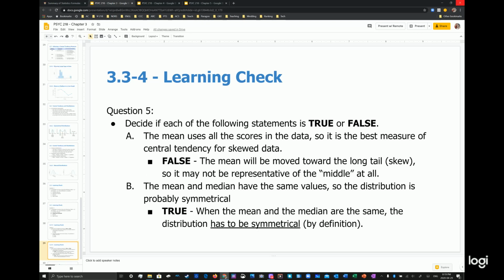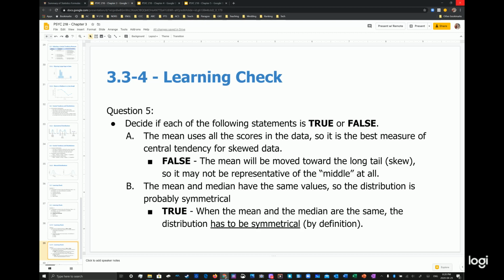So for A, if you answered false, you're right. As in, no, the mean is probably not the best measure to use because the average is pulled. Yes, the mean is still the balance point, but it's not really the middle score. Especially if the skew is very extreme, as in there's one really big outlier, like a whole bunch of scores in the 11s and 12s, and then there's a score of 100 somewhere.